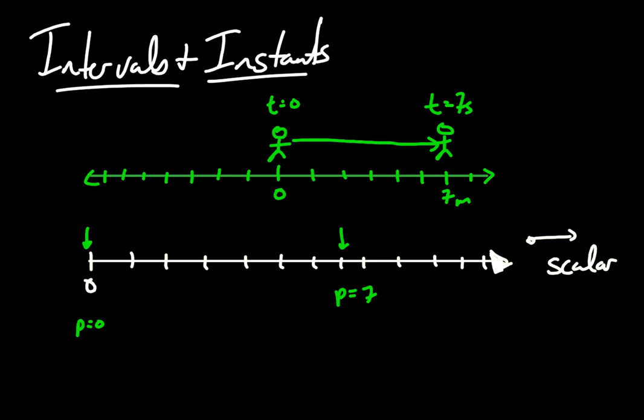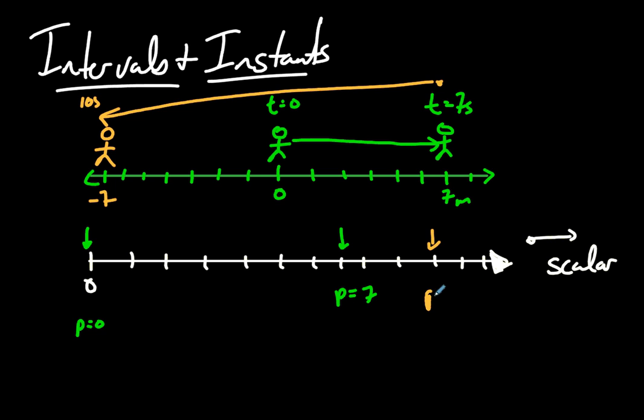And then let's say they turn around and zip all the way back over to here. And they're there at like 10 seconds. And for some reason they change color. That's a -7. Okay, so now they're here, and p equals -7 meters.